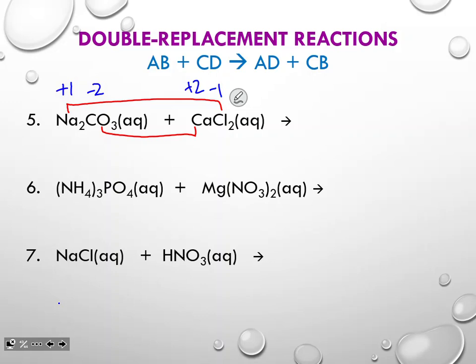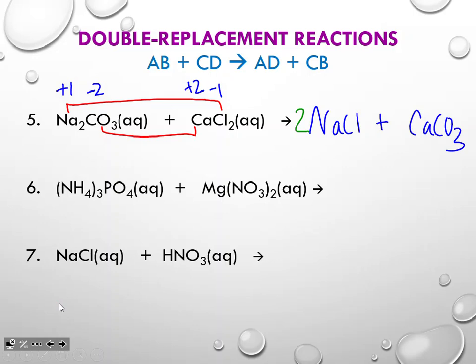So if sodium goes with chloride, it's going to be 1 to 1 because it's +1 -1. So it'd be NaCl. Over here, the calcium is +2, the carbonate's -2, so that is also a 1 to 1 relationship: CaCO3. Now let's look for balancing. Who's going to balance who? What do we need to do? We need a 2 here. Anything else? Good. Now we go to our solubility rules.